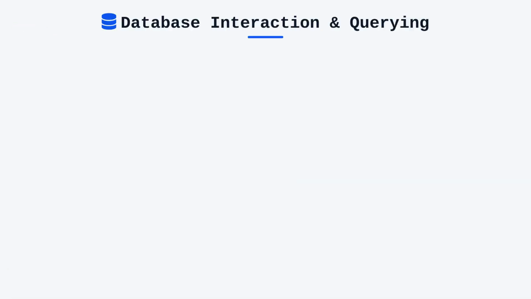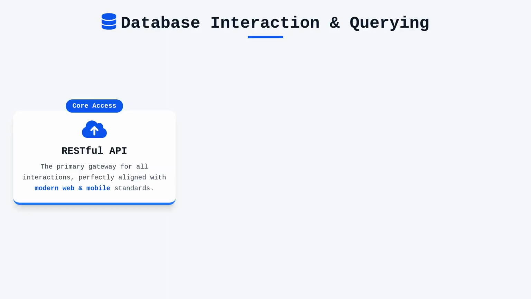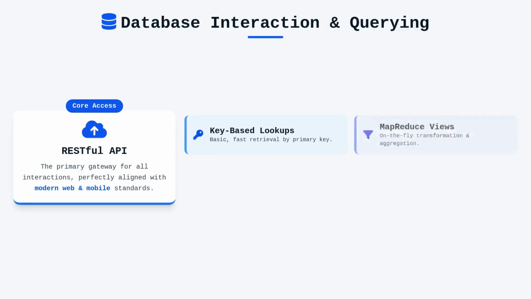Interaction with the database happens primarily through a RESTful API, which aligns well with modern web and mobile development practices. When you need to retrieve data, you can use basic key-based lookups, but Cloudant also supports more sophisticated querying methodologies. One traditional way to process data is through MapReduce views, where you pass a function to the database to transform and aggregate data on the fly. However, you can also utilize Cloudant Query, which uses a more intuitive JSON-based syntax to perform lookups similar to SQL filters without the complexity of writing custom MapReduce logic.